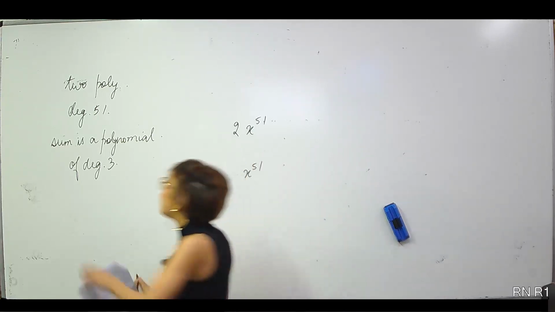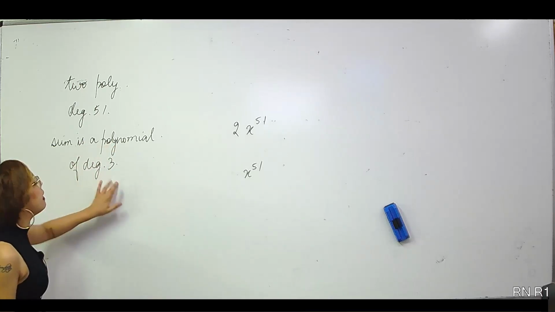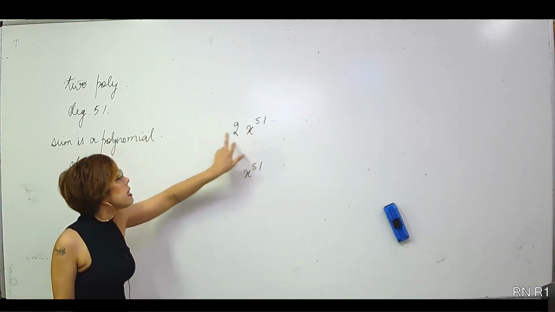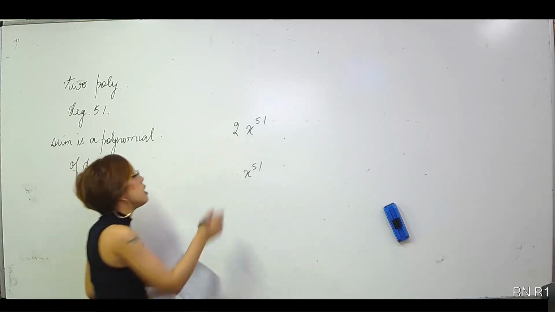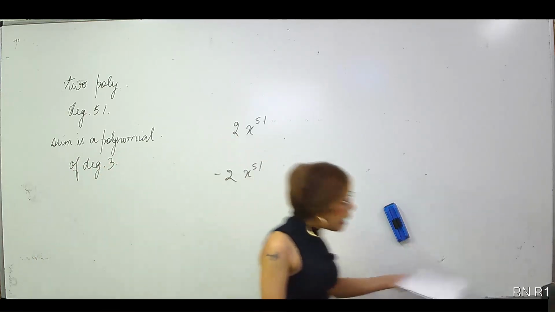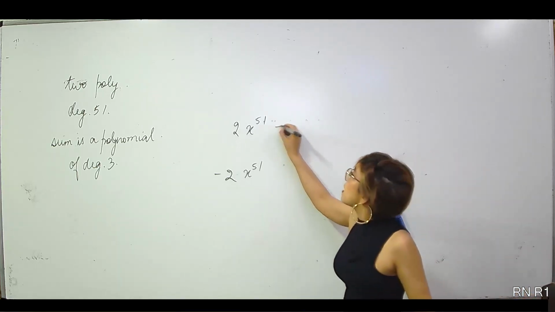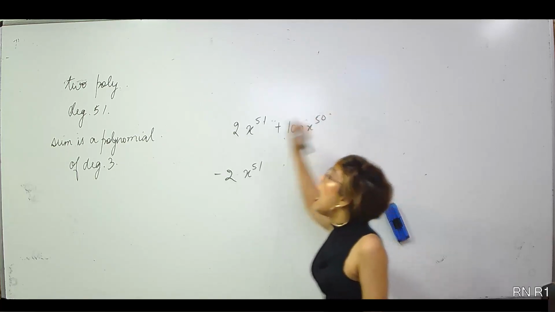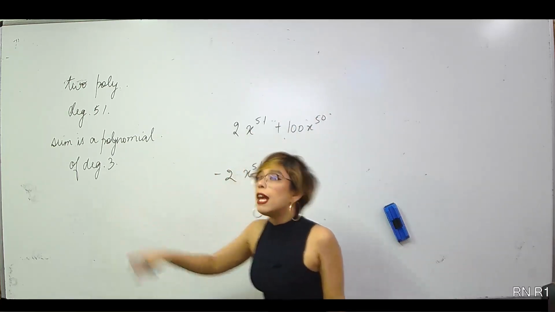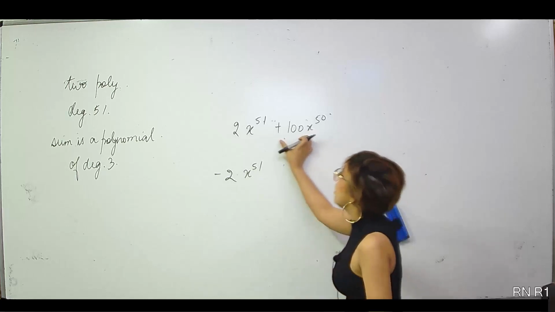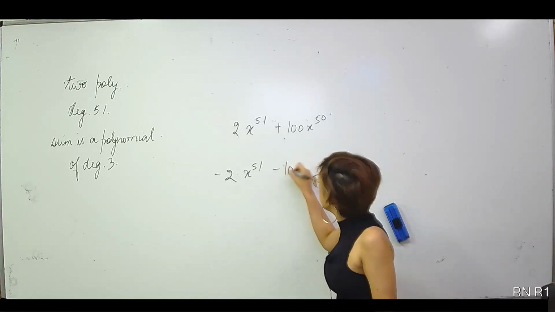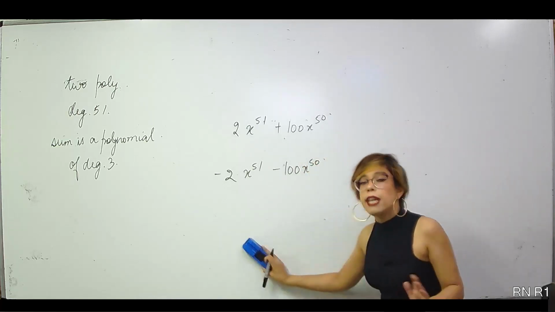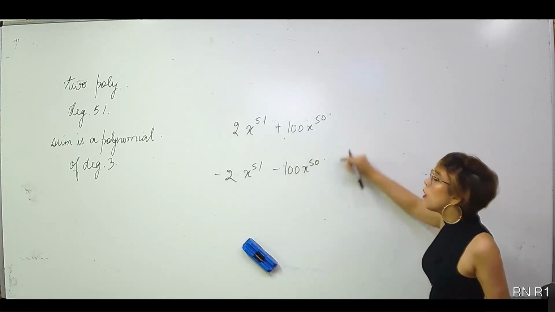But mind it, the sum should be a polynomial of degree 3. Then that means if I add these two, this term should get cancelled. So if the coefficient here is 2, there the coefficient has to be minus 2. Right? Now, you say, ma'am, maybe there is an x raised to 50 term, so I can say plus 100x raised to 50. But I have to add them up and the degree should be 3. That means this term should also cancel. So if it is plus 100, it should be minus 100. Right? You can write in between, I do not care. If you write it, then you have to make sure that the coefficients are negative of each other.